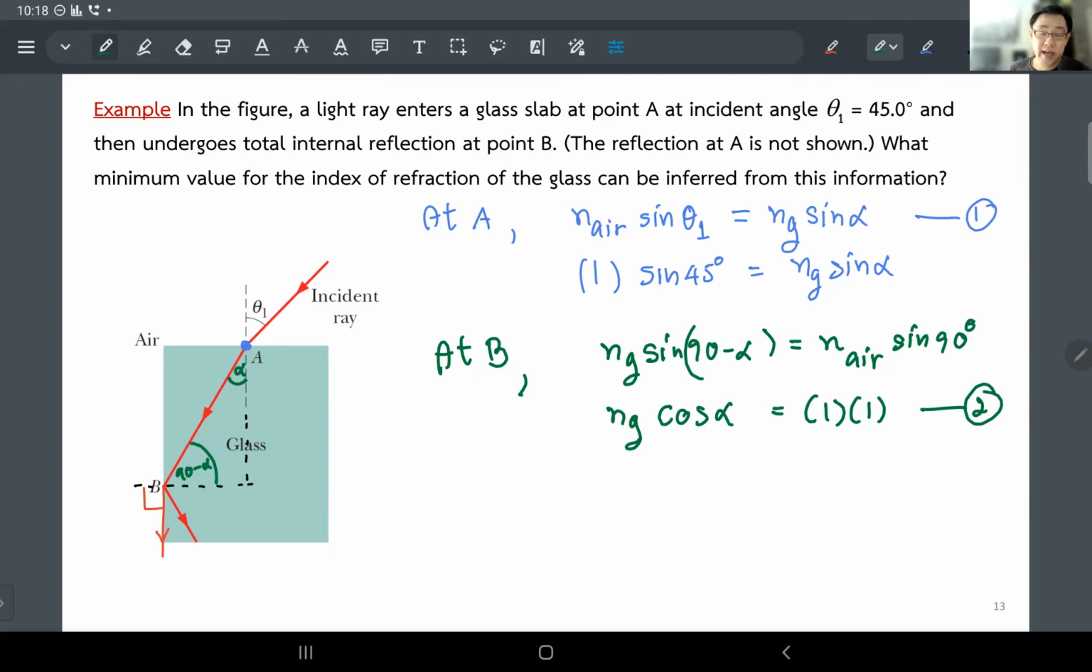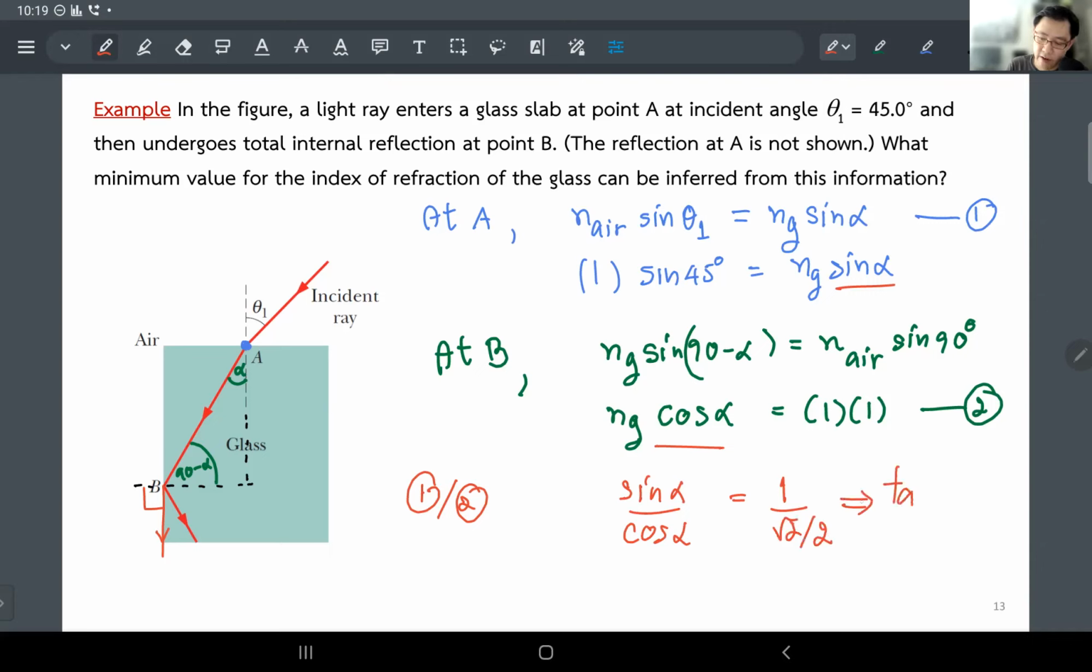If you have a calculator next to you, what you can apply right away is take equation 1 divided by equation 2, and n glass will cancel. Do you see that? You will be left with just sine alpha over cosine alpha, n glass cancelled. On the right side, you will have 1 over sine 45. Sine 45 you can write as root 2 over 2 if you want. What you get is that tan alpha, flipping it over, is just root 2. Then you should be able to get alpha out of this. Once you get alpha, you can plug it into one of the two equations that you like, and then solve for n glass. You are done. Cool?